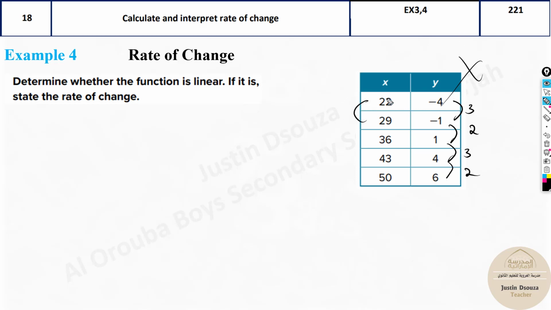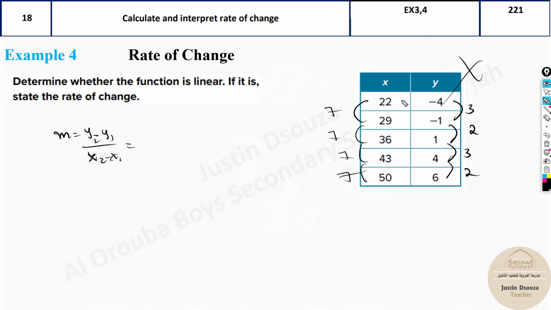Now here, what happens? You're adding 7, and then here it's 7. Here it is again 7, 7, but here it is not true. So one side doesn't matter. Both the sides must be constant. Now let's find the slope. M equals y2 minus y1 by x2 minus x1.